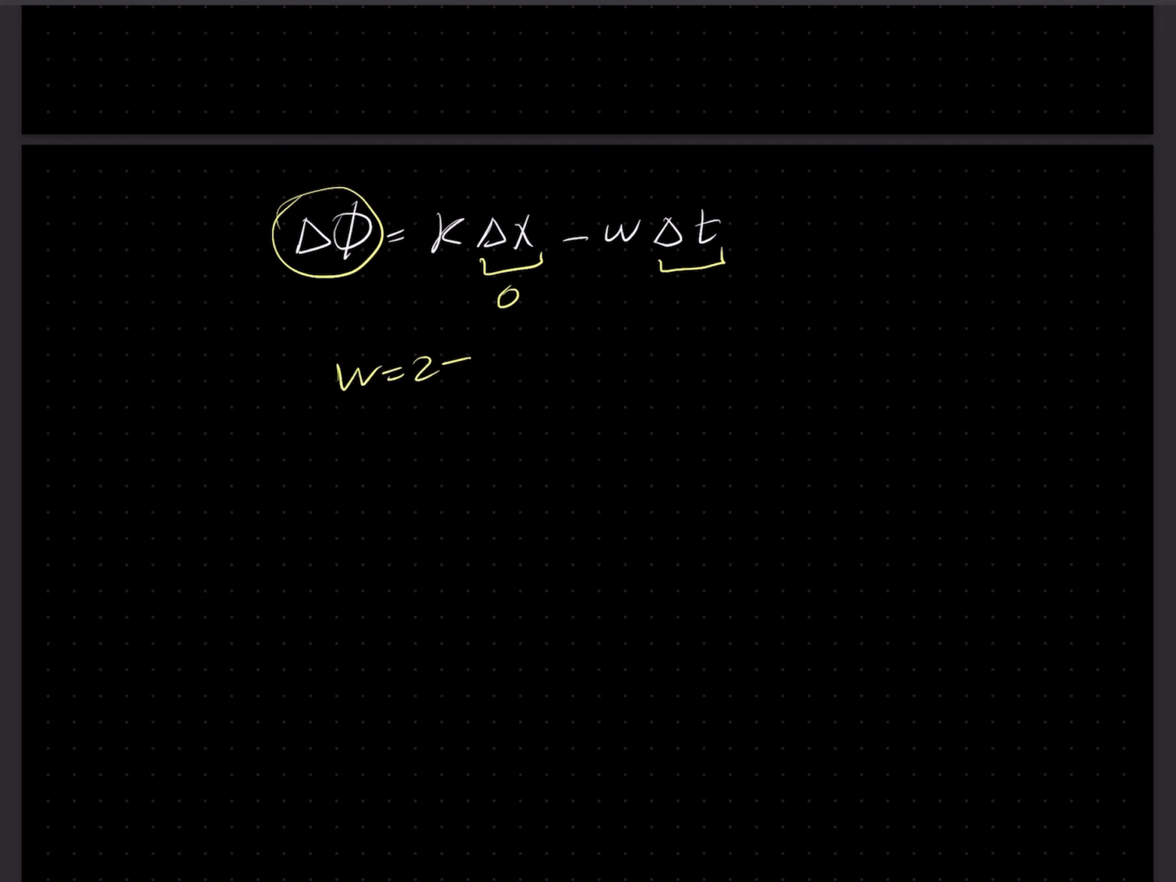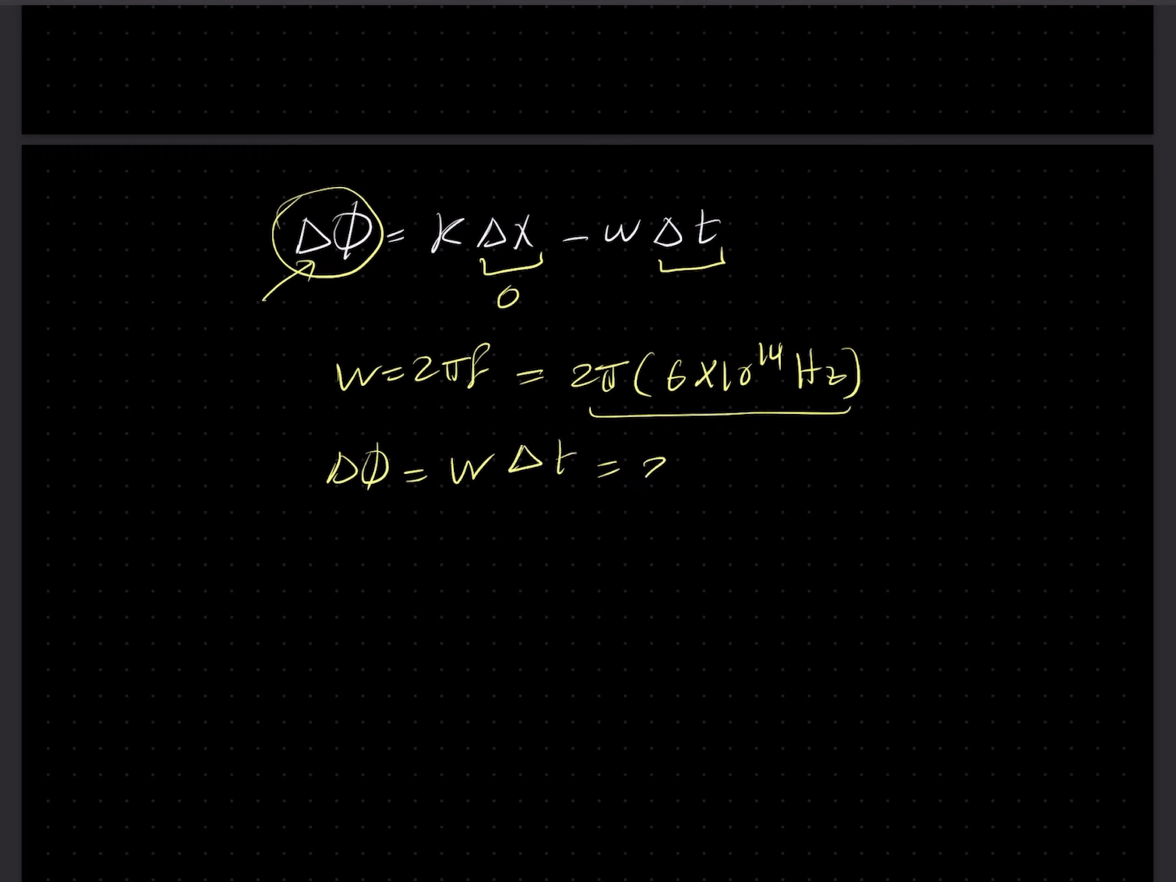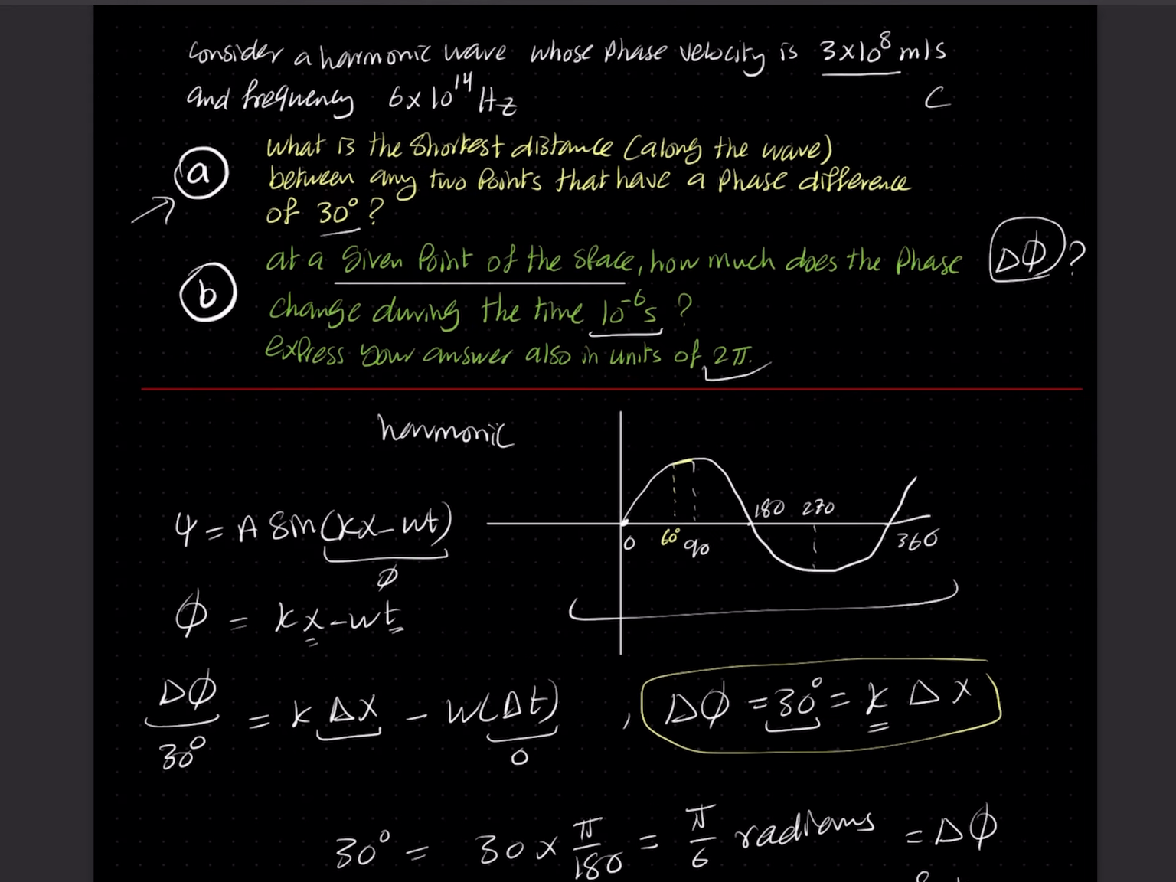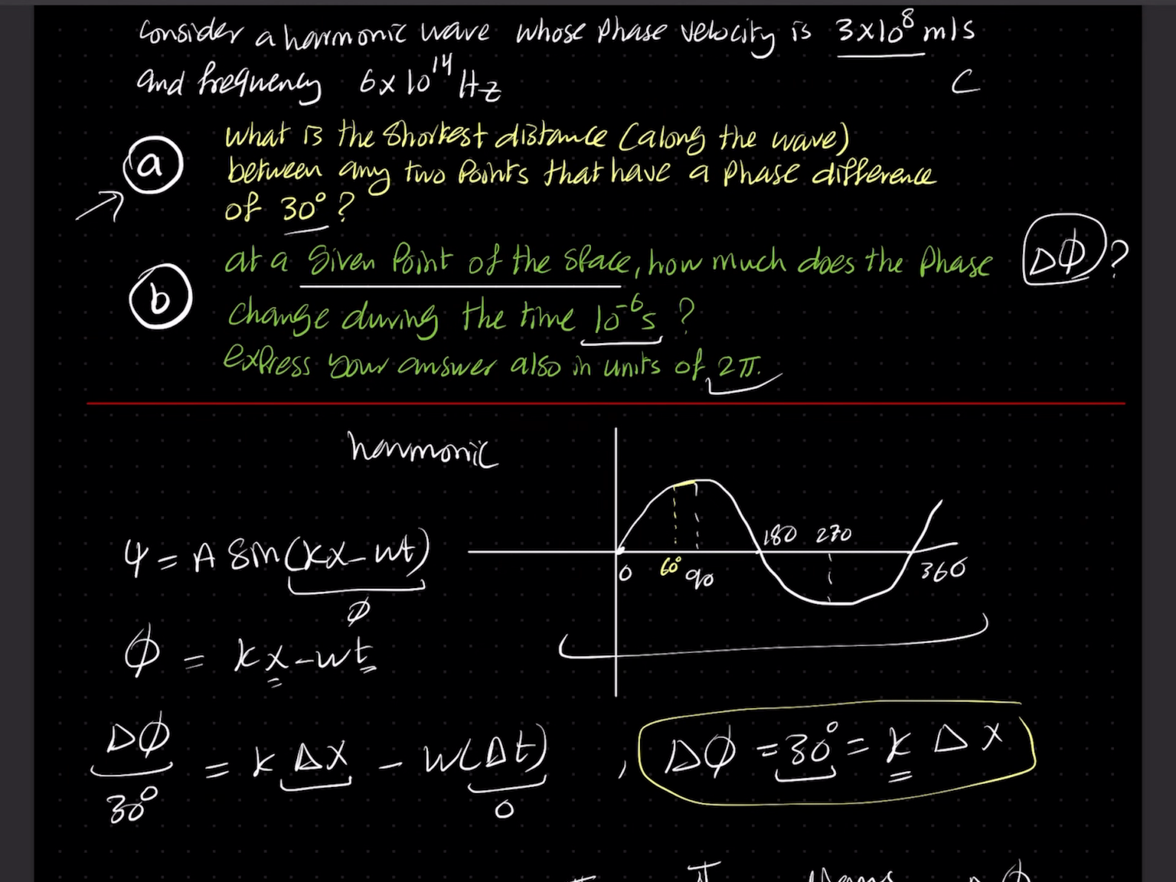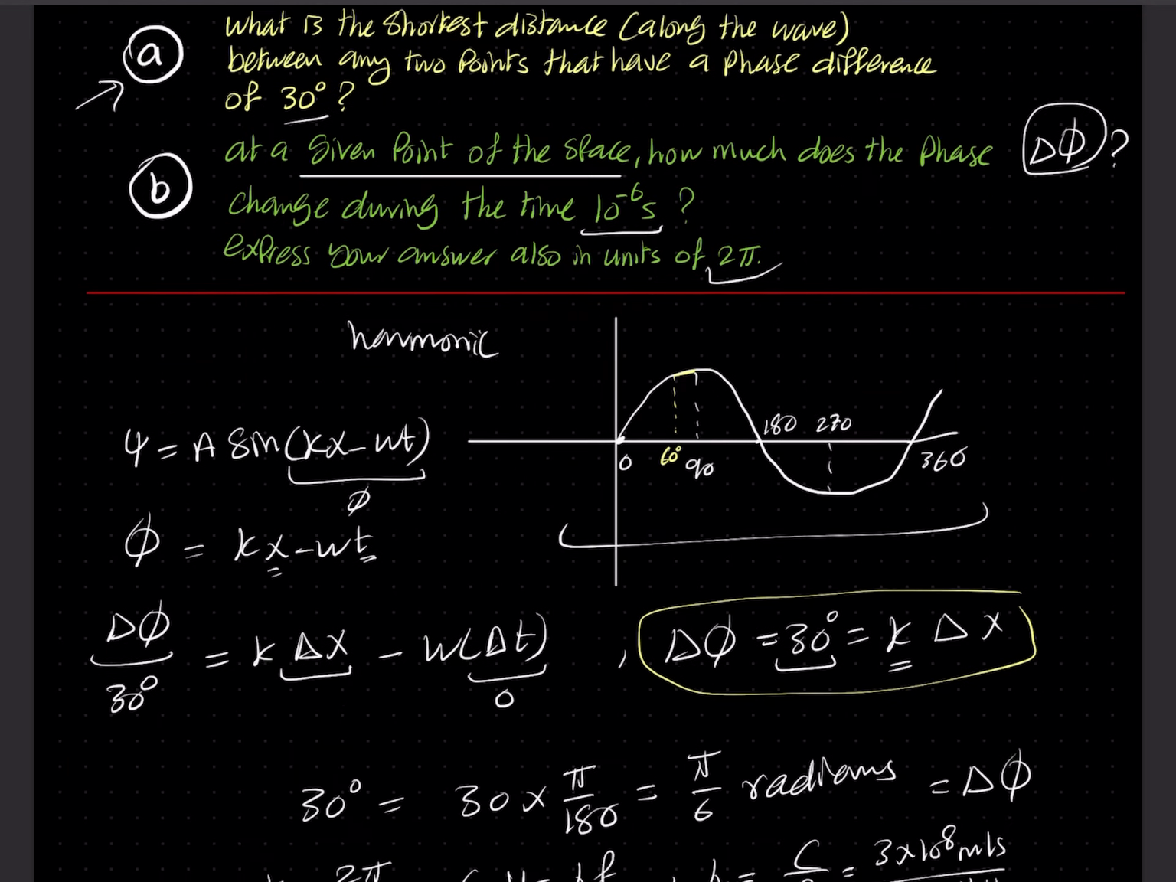What's omega? Omega is equal to 2 pi f, right? And we're given f, so 2 pi times 6 times 10 to the power 14 hertz. So the change in phase, delta phi, will be, we can ignore the minus here because we're looking at delta, so it doesn't really matter, omega delta t, right? And that's going to be omega, 2 pi times 6 times 10 to the power 14 hertz, times 10 to the power minus 6. That's delta t, because here it says during the time. So the change in time is 10 to the power of minus 6 seconds.